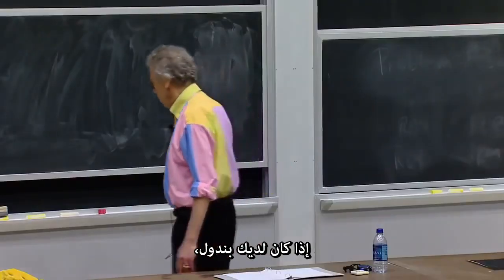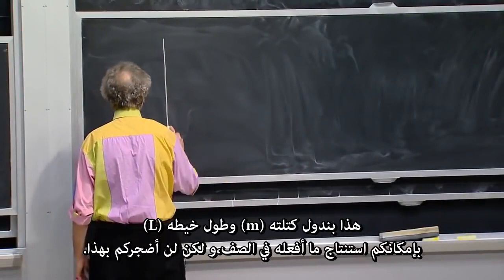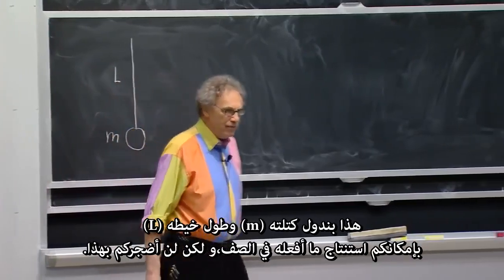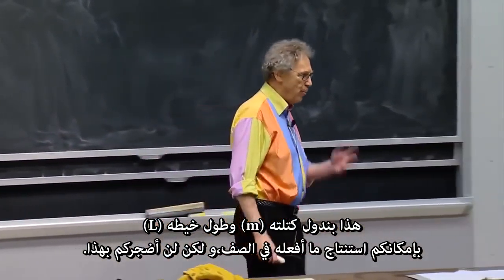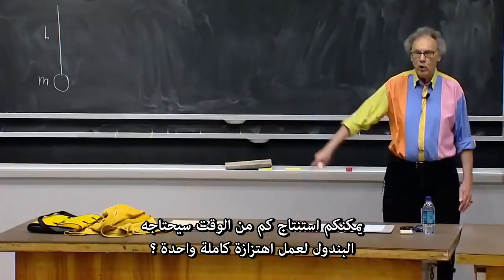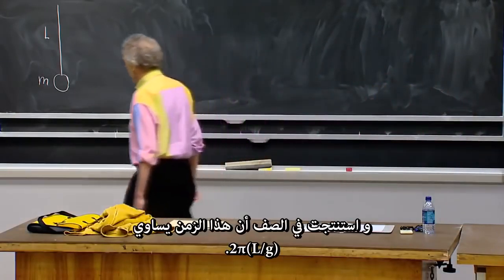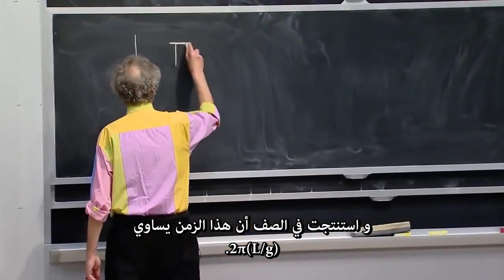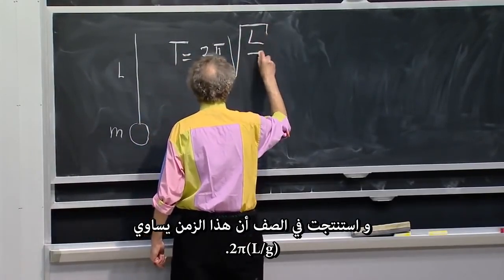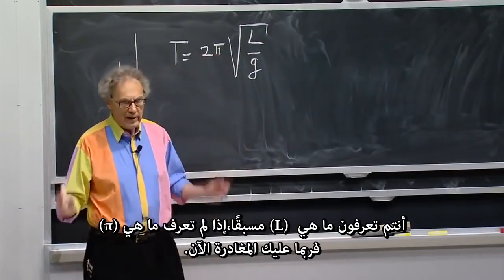If you have a pendulum, this is a pendulum, mass m, length L, then you can derive, which I do in class, but I won't bore you with that, how long it takes for the pendulum to make one complete oscillation. We call that the period of the pendulum. And I derive in class that that period equals 2 pi times the square root of L over G. You already know what L is. If you don't know what pi is, you might as well leave right now.